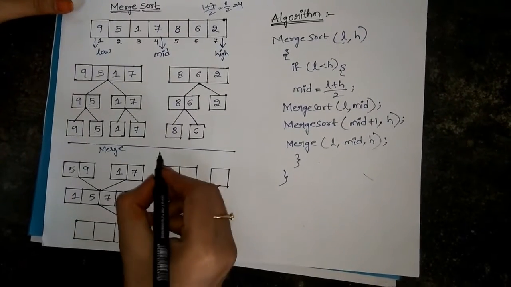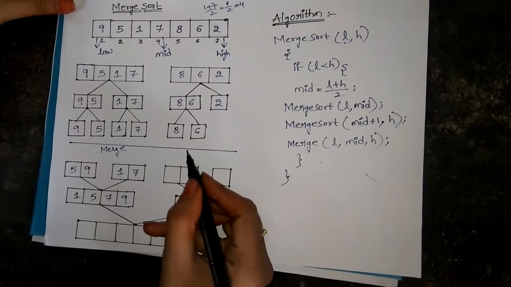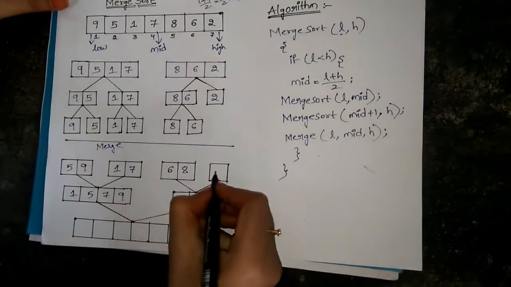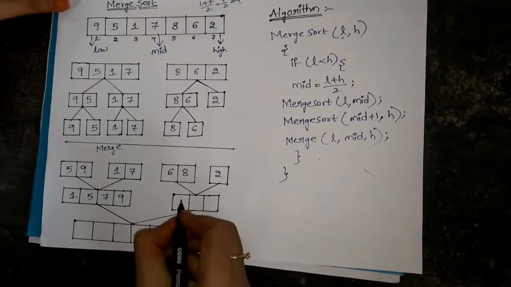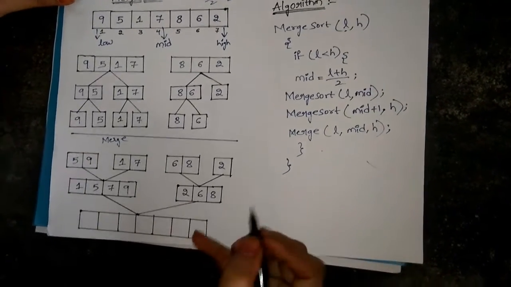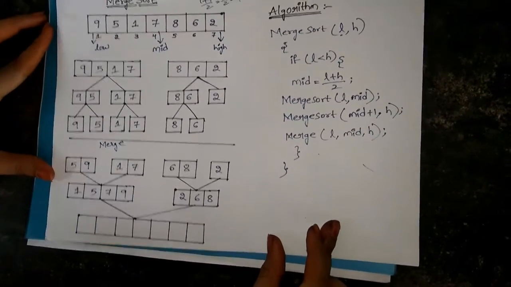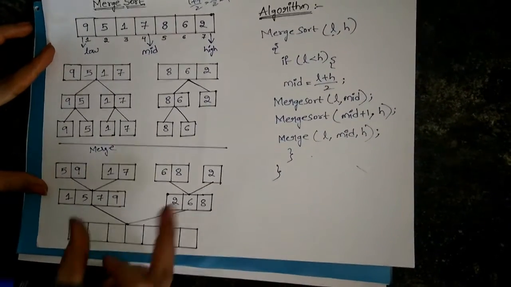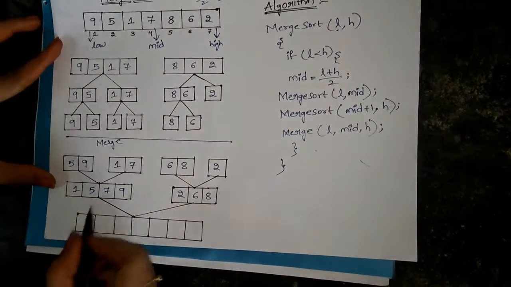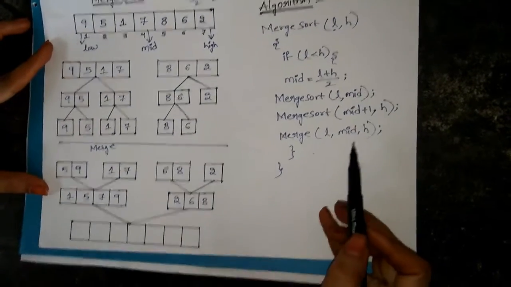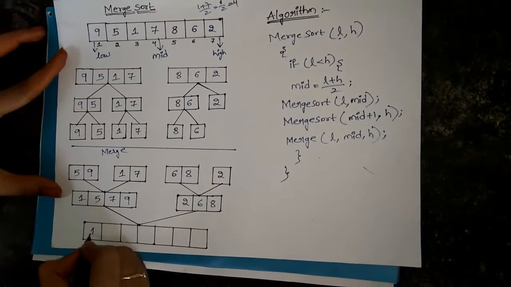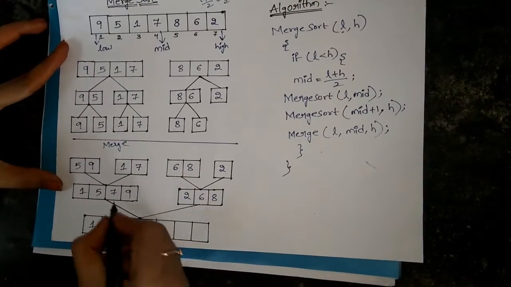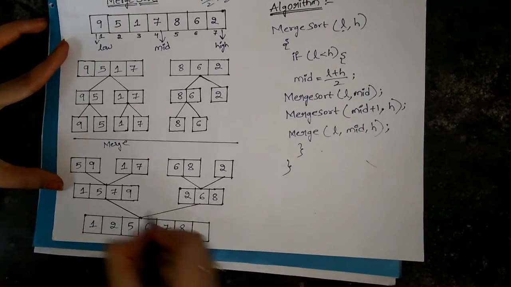Now merge. In elements 8 and 6, 6 is lesser. So 6 and 8. Again merge. We will get 2, 6 and 8. So merge sort for the second sub-array is completed. Then merge two sub-arrays L, mid, H. We will get 1, 2, 5, 6, 7, 8 and 9.